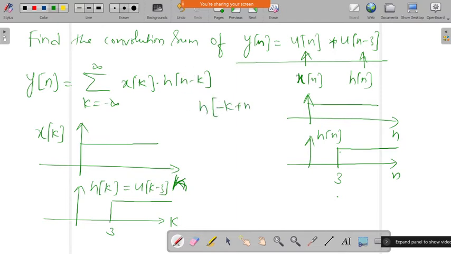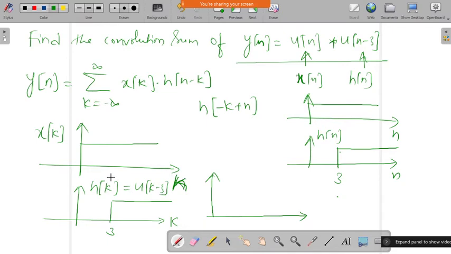Now this is h of k, but I need h of n minus k. I can write it as minus k plus n. So that is minus k plus n, and it is a reflected version. So we need to find that for h of k. Now k is the variable, n is the shifted value. So we need to understand that here.